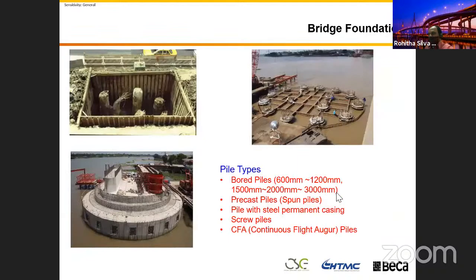With foundation, I'm not going to talk about this one. We use bored piles, from 600 up to, you saw, 2 meters. There was some bridge built in New South Wales with 3 meter diameter piles very recently. You can go up to that one, but there are different challenges you need to face. You can have a precast pile. We don't use screw piles for bridges, but we use them especially for sign structures and others.